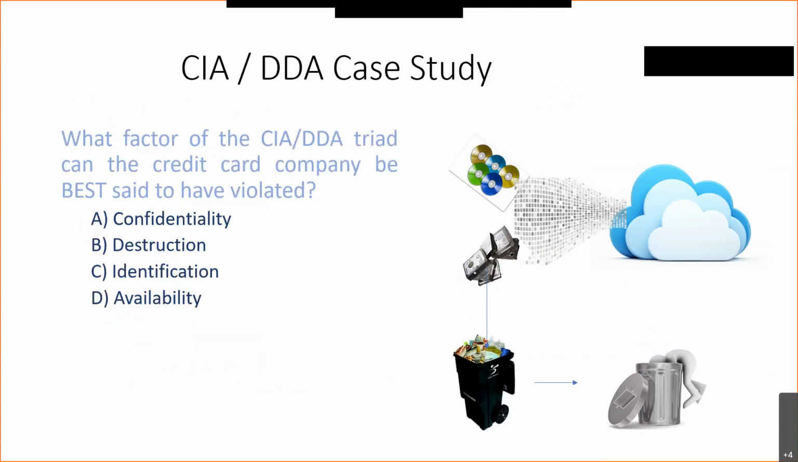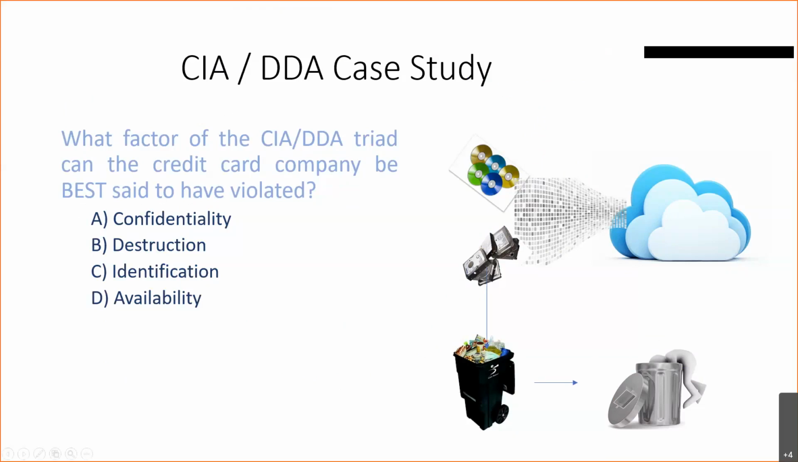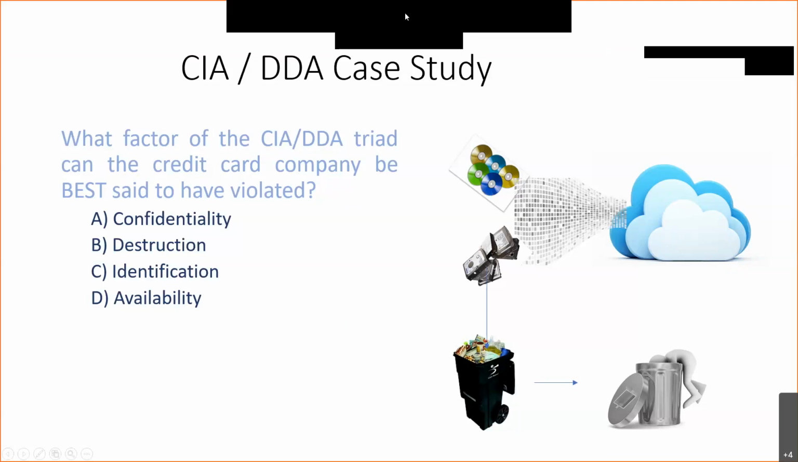So let's take an example of a case study. What factor of the CIA, confidentiality, integrity and availability, can the credit card company be best said to have violated? Whether it is confidentiality, destruction, identification or availability. How do you take this as a case study? An organization decided to store all its critical customer data on CDs and DVDs, and kept the original data on the same hard disks of available machines.